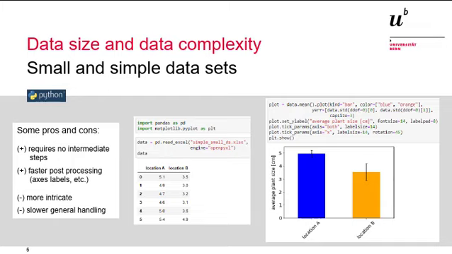What I have figured out, or my opinion, is that you have a faster post-processing when it comes, let's say, to put axis labels and so on in your plot. However, it's more intricate, and the general handling is a bit slower than in Excel because you simply need to type the code. In case that you would have such a small and simple data set, I usually work with Excel rather than with Python.